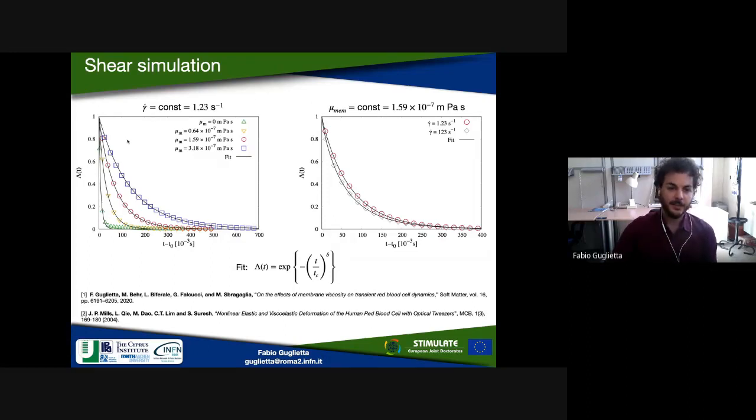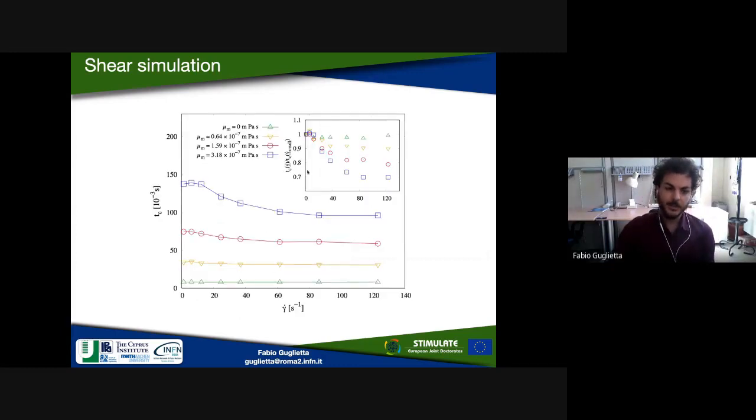On the left, again, we plotted the elongational index at varying membrane viscosity with the shear rate fixed. And again, we have the same results both on the left and the right that we had for the stretching experiment. So increasing the membrane viscosity will result in an increase of the relaxation time. And here again, increasing the shear rate will decrease the relaxation time. Here we reported all the results that we had. So qualitatively it is the same as we got before for the stretching experiment.